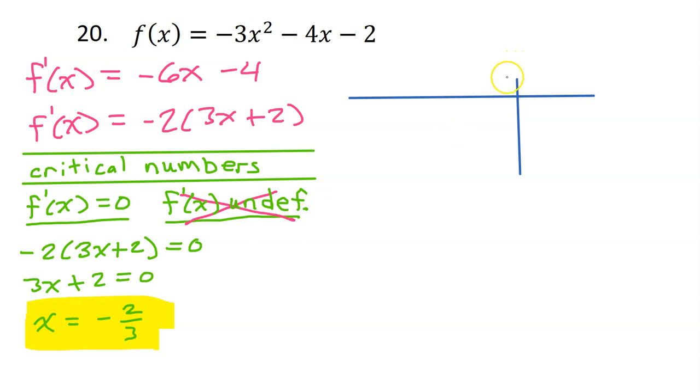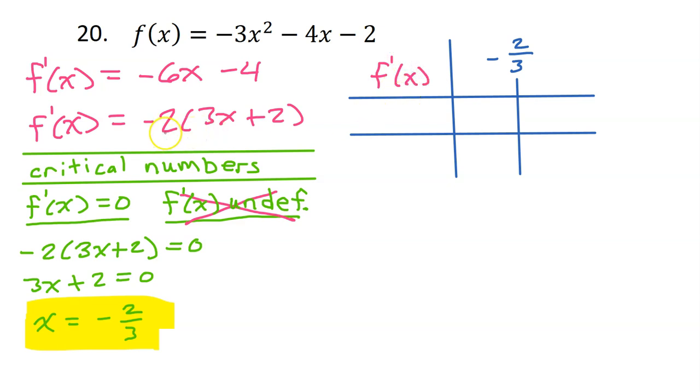Let's put this critical number on a number line so we can make a sign chart. So here is negative 2/3. We have two factors to consider, so I'm going to make two rows here. Be sure to label your sign chart as f prime. I'm going to put negative 2 on its own row, and then 3x plus 2. We need to figure out if these factors will be positive or negative in each interval. Well, negative 2 will always be negative, so we can just mark that off.